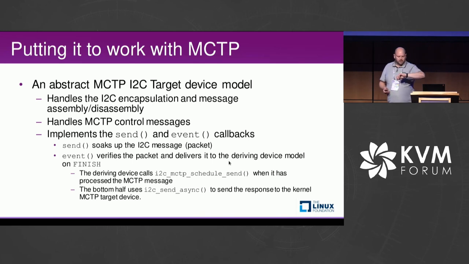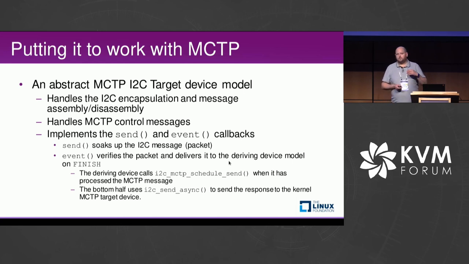To put this to work, we added an abstract MCTP target device. So we made an I2C target that implements the basics, the core, of MCTP. That is, it handles the I2C transport, it handles setting up the right CRC calculations, and encapsulating the MCTP data. It also handles MCTP control messages, which are about setting up the MCTP network. And then it implements these send and event callbacks. So this is a synchronous device on its own, because all it needs to do is soak up the message, and as soon as the full message is there, it can deliver it to a deriving device that implements the actual MCTP message type, in this case NVMe-MI.